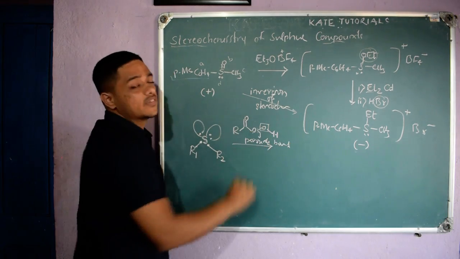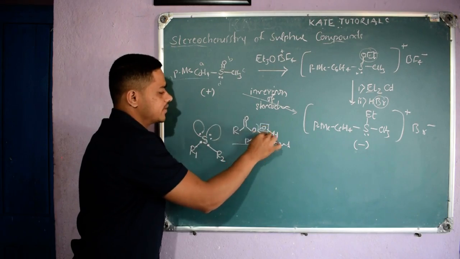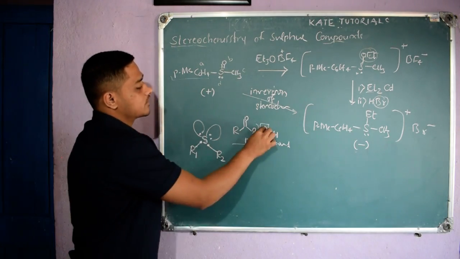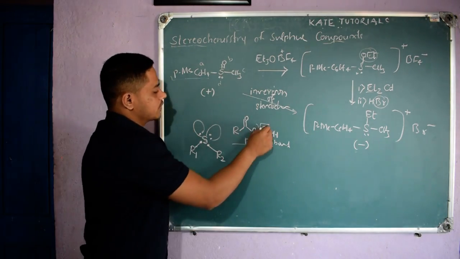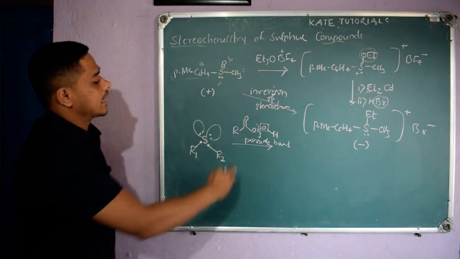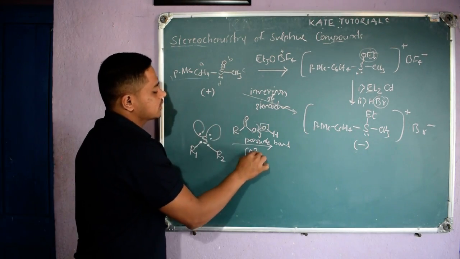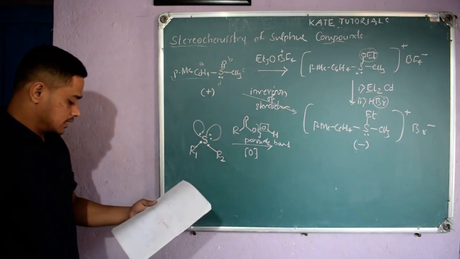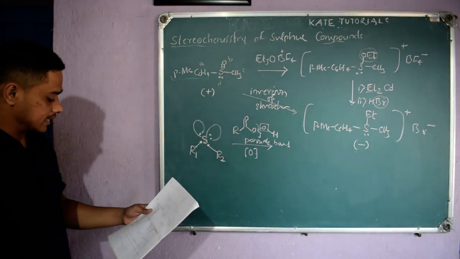That bond will be very weak. This bond will be easily cleaved. So this oxygen will be electron deficient, so it will react like that. So it acts as an oxidizing agent, so it can easily give this oxygen, right?